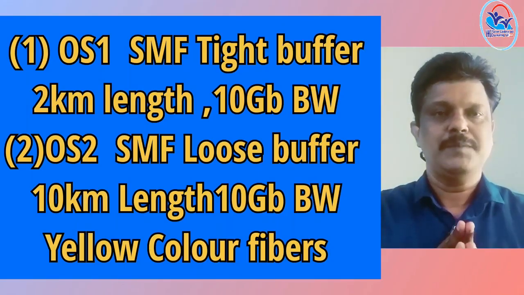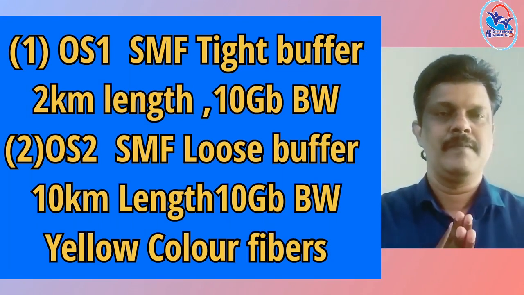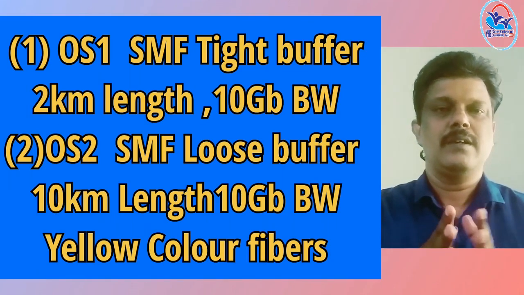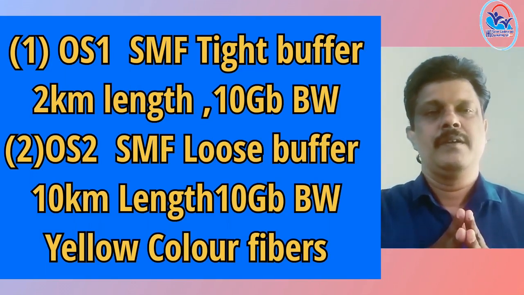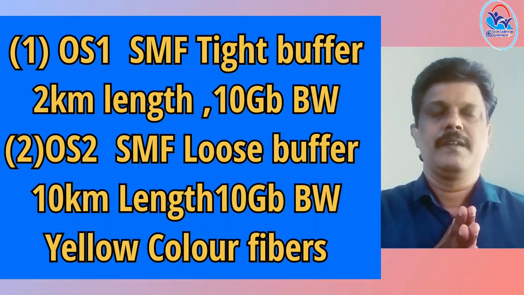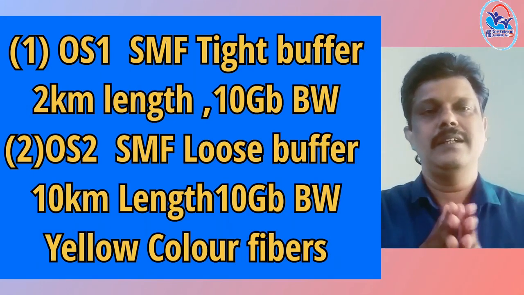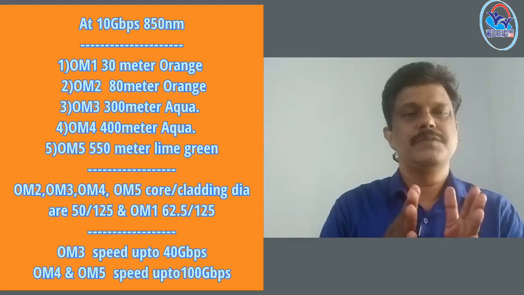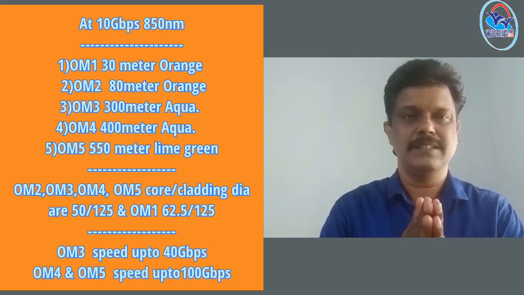There are different types of commercially available single mode fibers and multi-mode fibers. In the case of single mode fiber, there are OS1 and OS2 type fibers. O means optical, S means single mode. These are characterized by their bandwidth and the length of the fiber. The light used for a particular fiber may also be different in different cases.